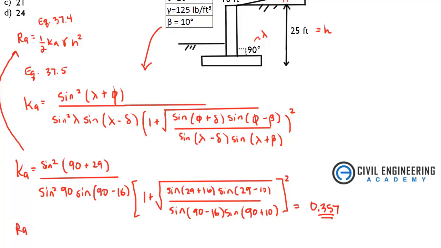So Ra, our resultant, is equal to 1/2 times 0.357 times gamma, which was 125. Keep in mind that that's in pounds per cubic foot, and we need it in kips. Our height was 25 feet, and you square that. Plug all that into your calculator.